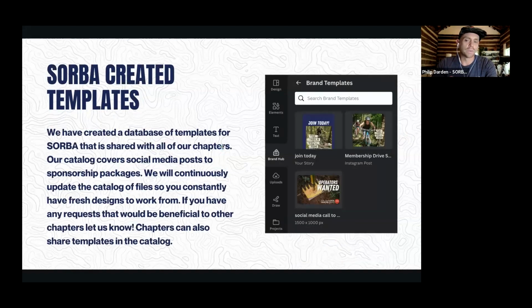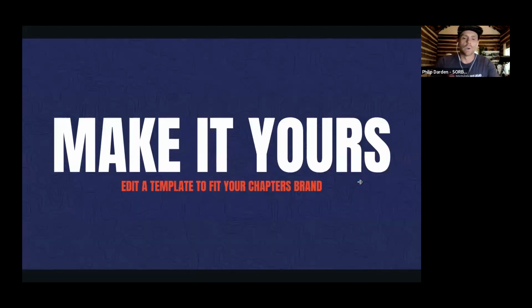The SORBA templates will be SORBA branded. I'm going to share with you an Excel spreadsheet. Each template will have a URL associated with it, so a web address. And what that'll do is when you click on it, it'll open it up in Canva, and it'll ask you if you want to start a new design using that template. And we can kind of go over how that works, and I can give you a little bit of a demo as to how that works. So you edit the template to fit your chapter's brand.